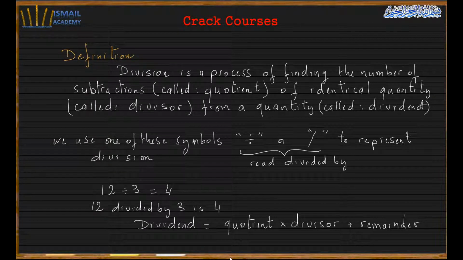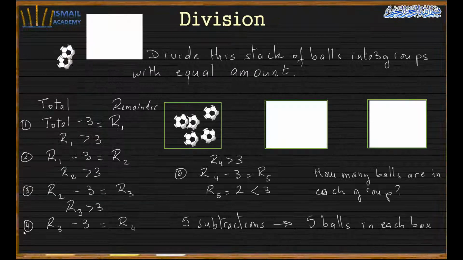And don't forget that the remainder must always be less than the divisor, and it can be equal to 0. So 0 is possible but it cannot be equal to the divisor. This is a very important condition. If you remember what we did at the beginning, when the remainder was equal to 2, we didn't do anything more, so we stopped.